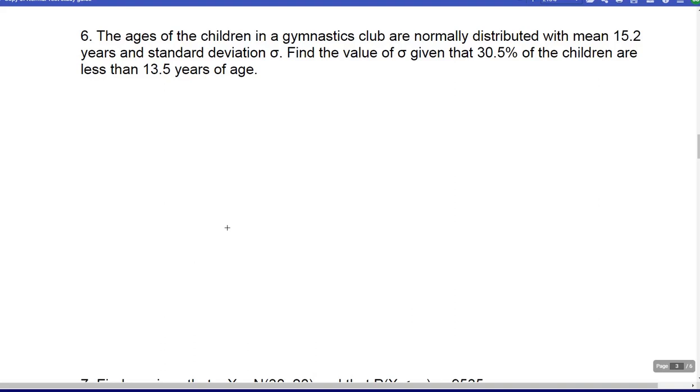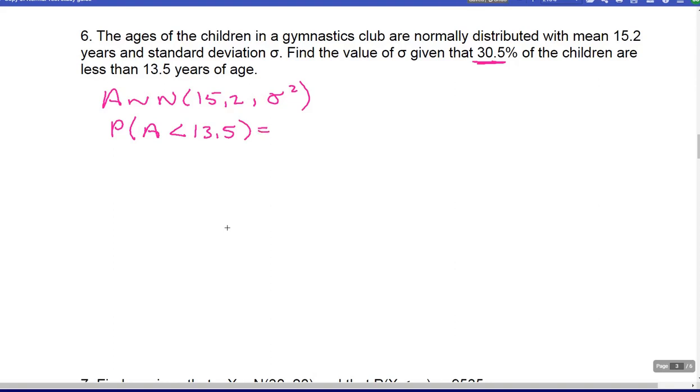It's a normal distribution. So we're going to say ages are normally distributed with a mean of 15.2, and we don't know the standard deviation, right? They tell us that for a given standard deviation, 30.5% of the children are less than 13.5. So how can I write that? The probability that A, the age, is less than 13.5 is equal to what?